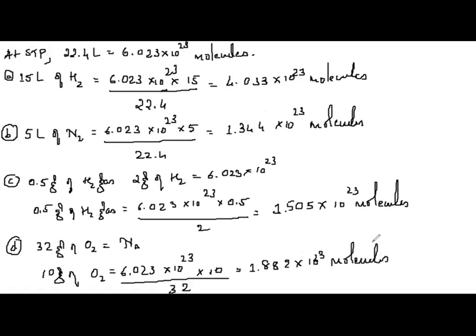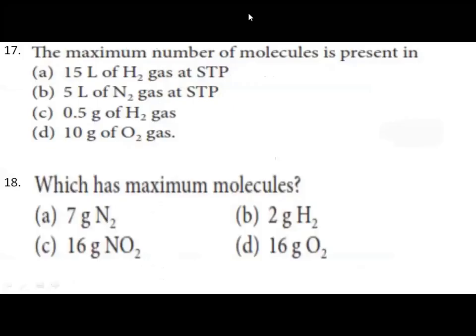So the question is, maximum number of molecules is present in which? Where are the maximum number of molecules present? This is 4.033, so it is option A, because it is having so many number of molecules. So the correct option is option A.